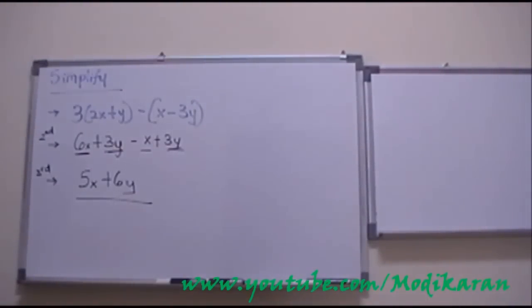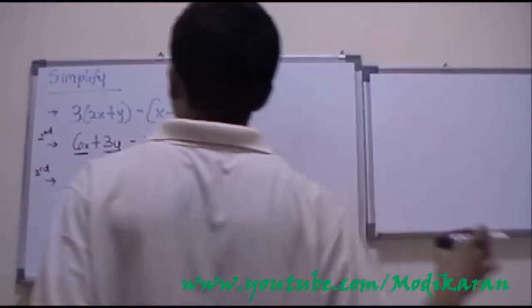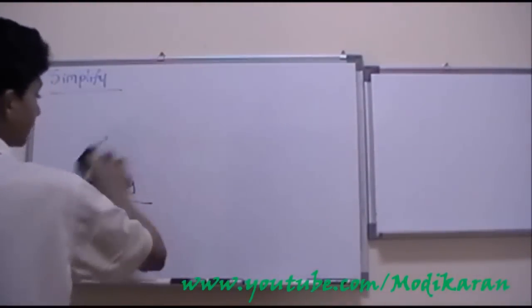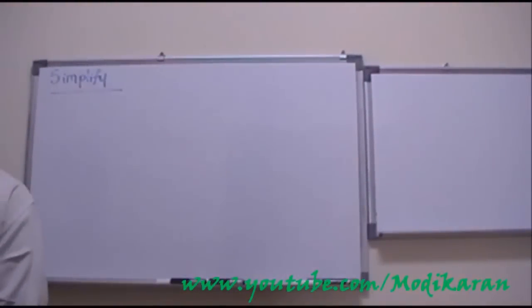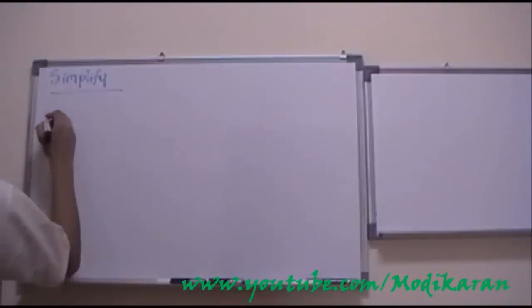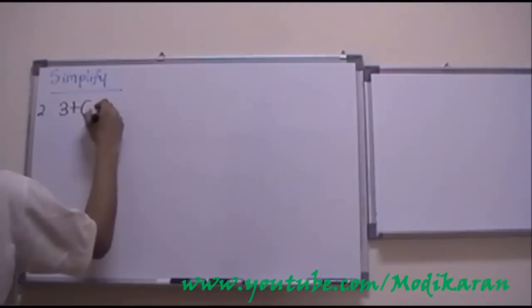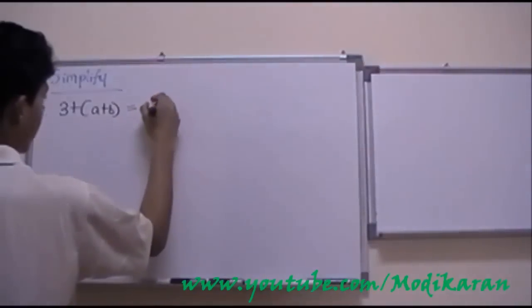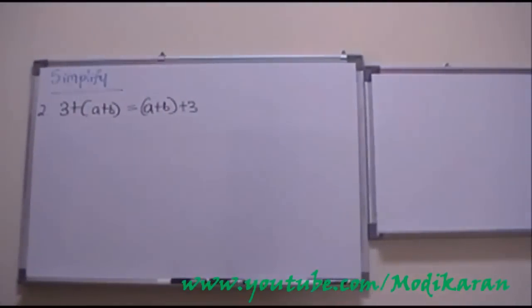So let's go ahead and solve one more example. I'm kind of getting confused over here for some reason, but sorry about that, guys. Now the second one is 3 plus (a plus b) is equal to (a plus b) plus 3, and we need to find whether the following is true or false.